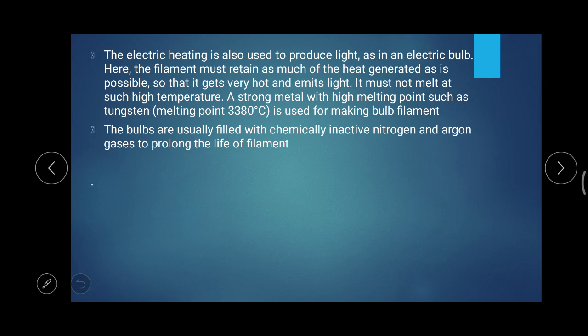Electric heating can also produce light. That application we have used in electric bulbs, the old incandescent lamp. The filament should have a high melting point, so that it can sustain even higher temperatures. These filaments must retain as much of the heat generated, and then they become very hot and start emitting light.